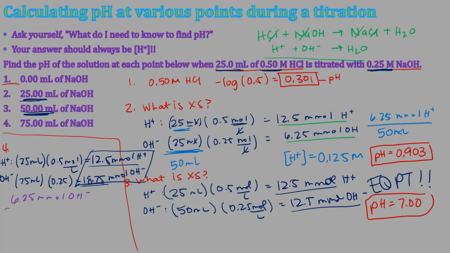So now I need to find my concentration of OH, and that's equal to 6.25 millimoles of OH divided by my total volume. My total volume, I have 75 milliliters added to 25 milliliters, so that's 100 milliliters. Milli cancels out, and my concentration is 0.0625. If I take the negative log of that, my pOH is 1.20, and so my pH is 12.8.